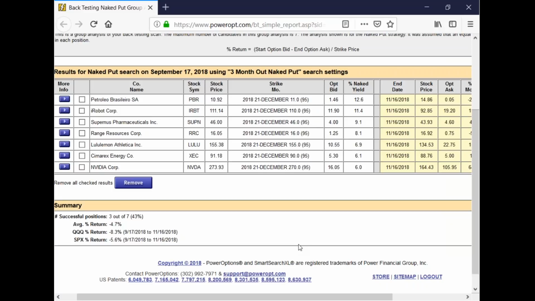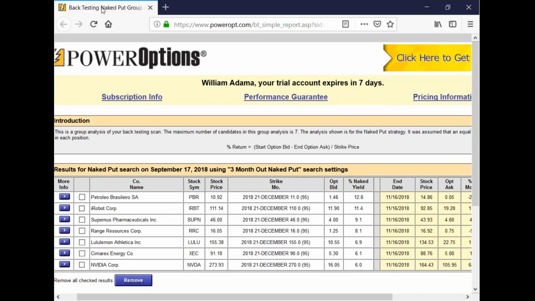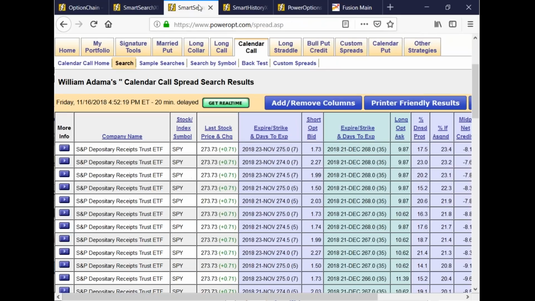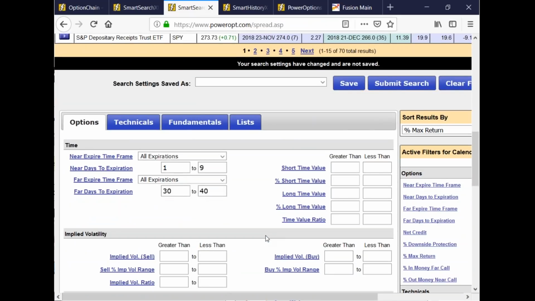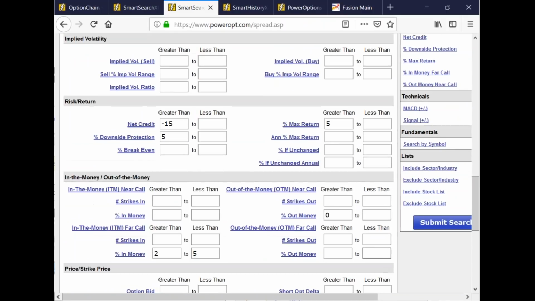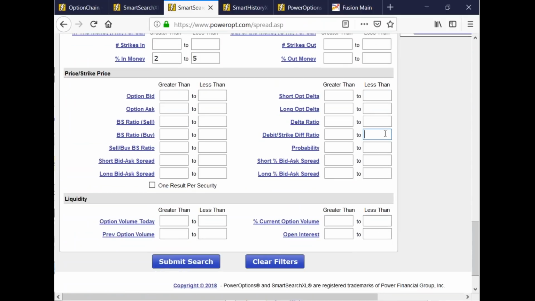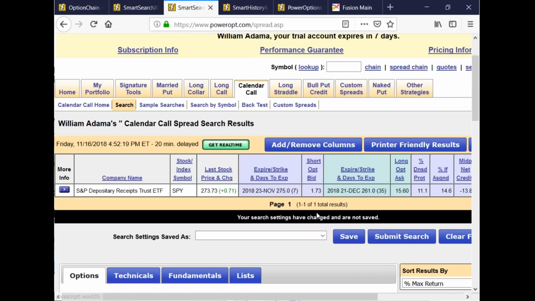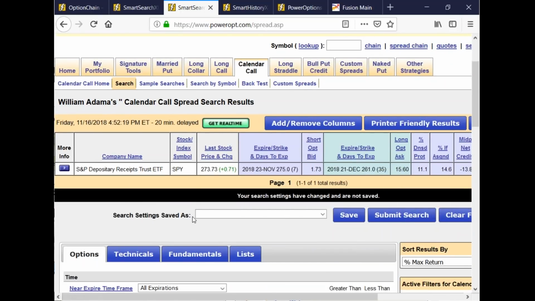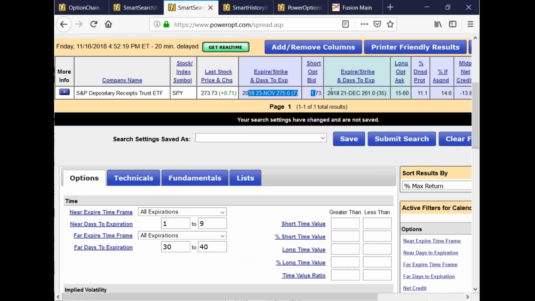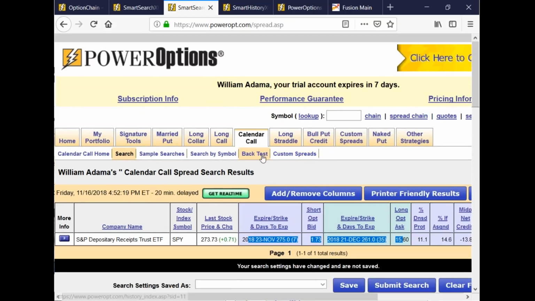One of the other things that Sam had mentioned, one of the other advantages of the backtesting tools in Power Options, of course, is this is the bad one, because I need my debit to strike difference ratio to be less than 1. So for the discussion we had earlier on, is this a viable approach to the diagonal spreads? Well, I could save this one that we did, which only found the 1 because of that net debit to strike difference ratio. But I could save this search in my active search. Then I could go to backtest for the calendar calls, start back in time with the history.